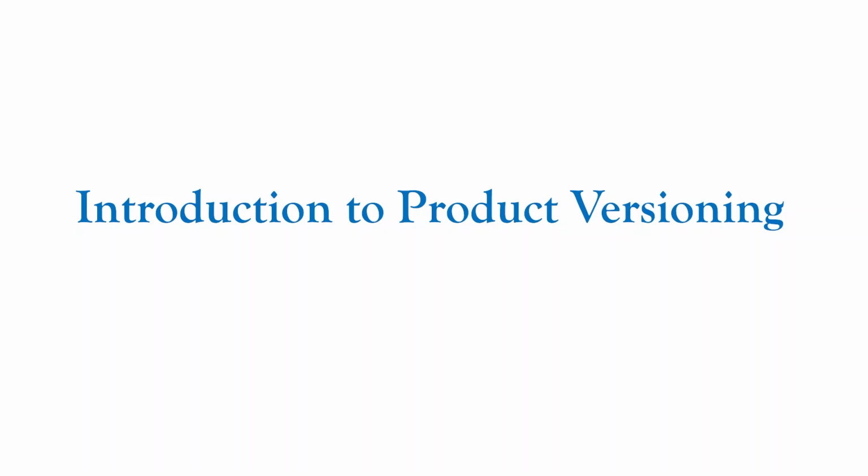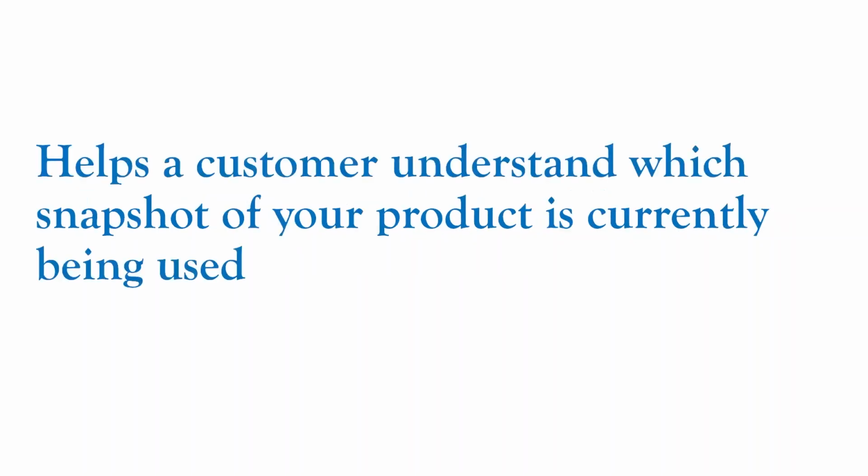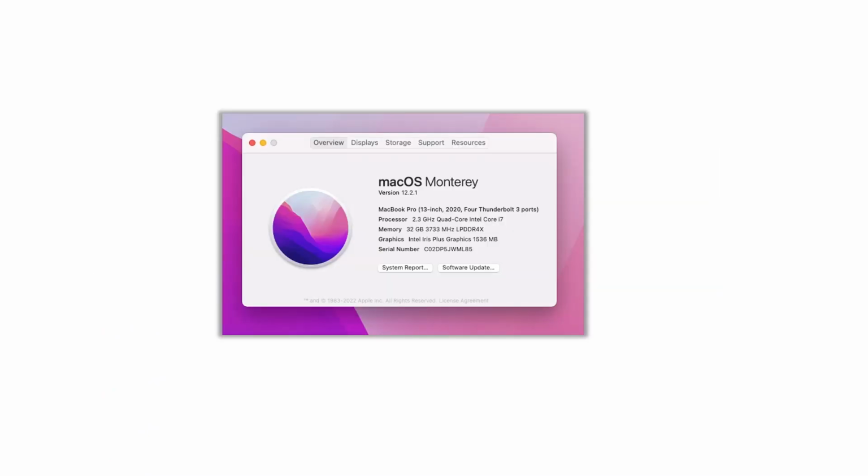So why do we require versioning? Well, one simple reason is it helps our customers to understand the snapshot of the product that the customer is currently using. So if you look at something like Windows, there is a version associated with it. You're either running Windows 10 or Windows 11, right? And even something like a Mac has a version associated with it.